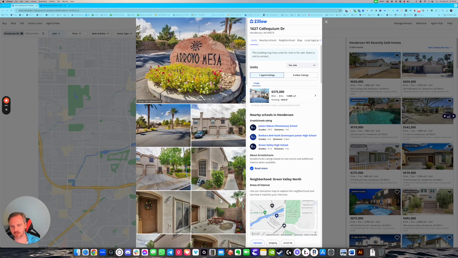Hey, what's going on? So I wanted to show you how to run a comp. Now, this is actually one of my properties that I'm selling through another agent in my brokerage. I'm not licensed in Nevada, so I'm going to show you how I would do a comp if I did not have access to the MLS. So if you're trying to figure out how much your house is actually worth, this is how you do it.